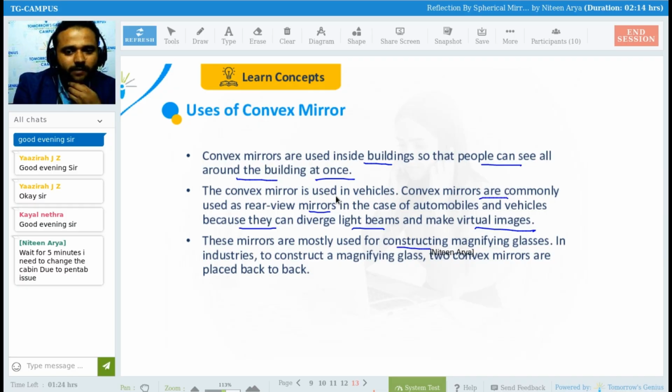These mirrors are mostly used for constructing magnifying glasses in industries. To construct a magnifying glass, two convex mirrors are placed back to back. Okay. A magnifying glass means a particular glass which is going to give you magnification, with high resolution.